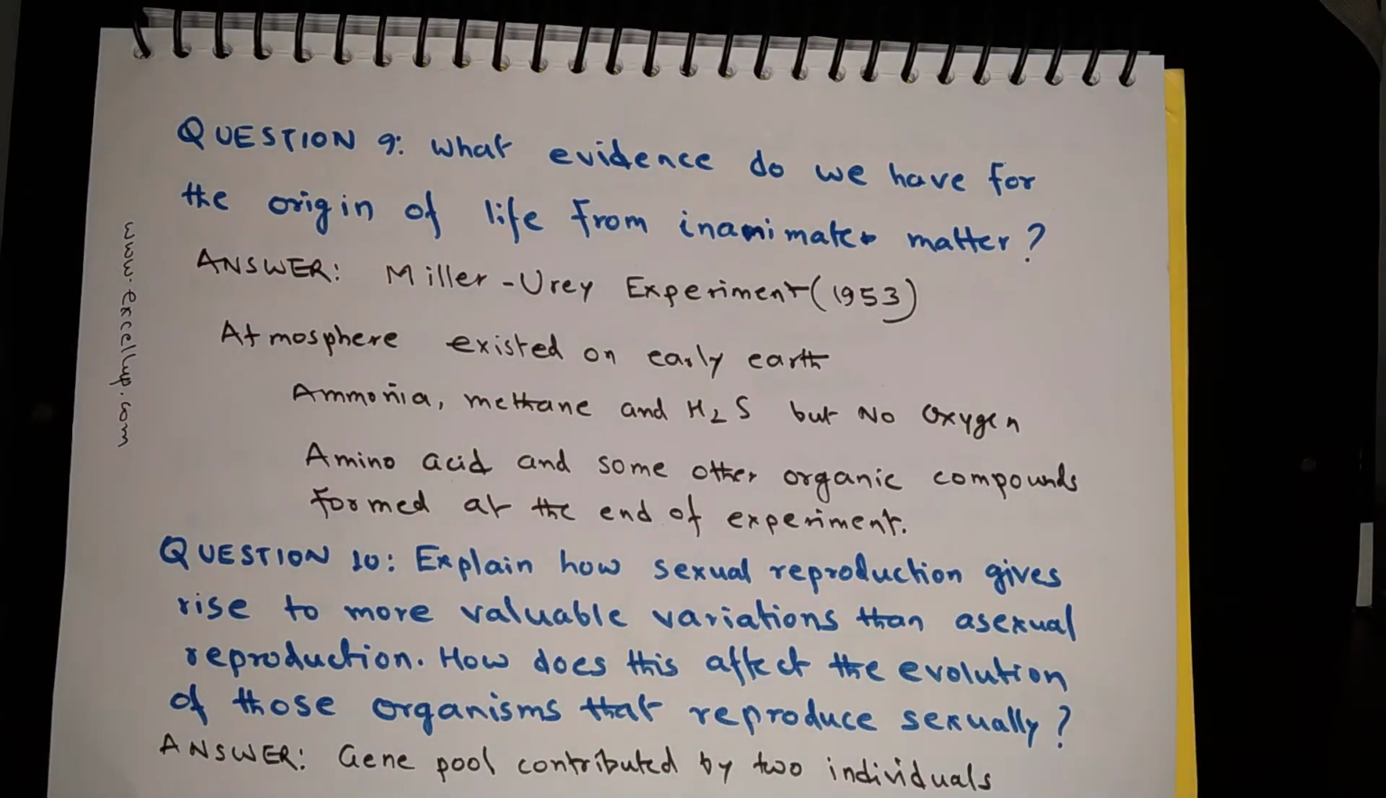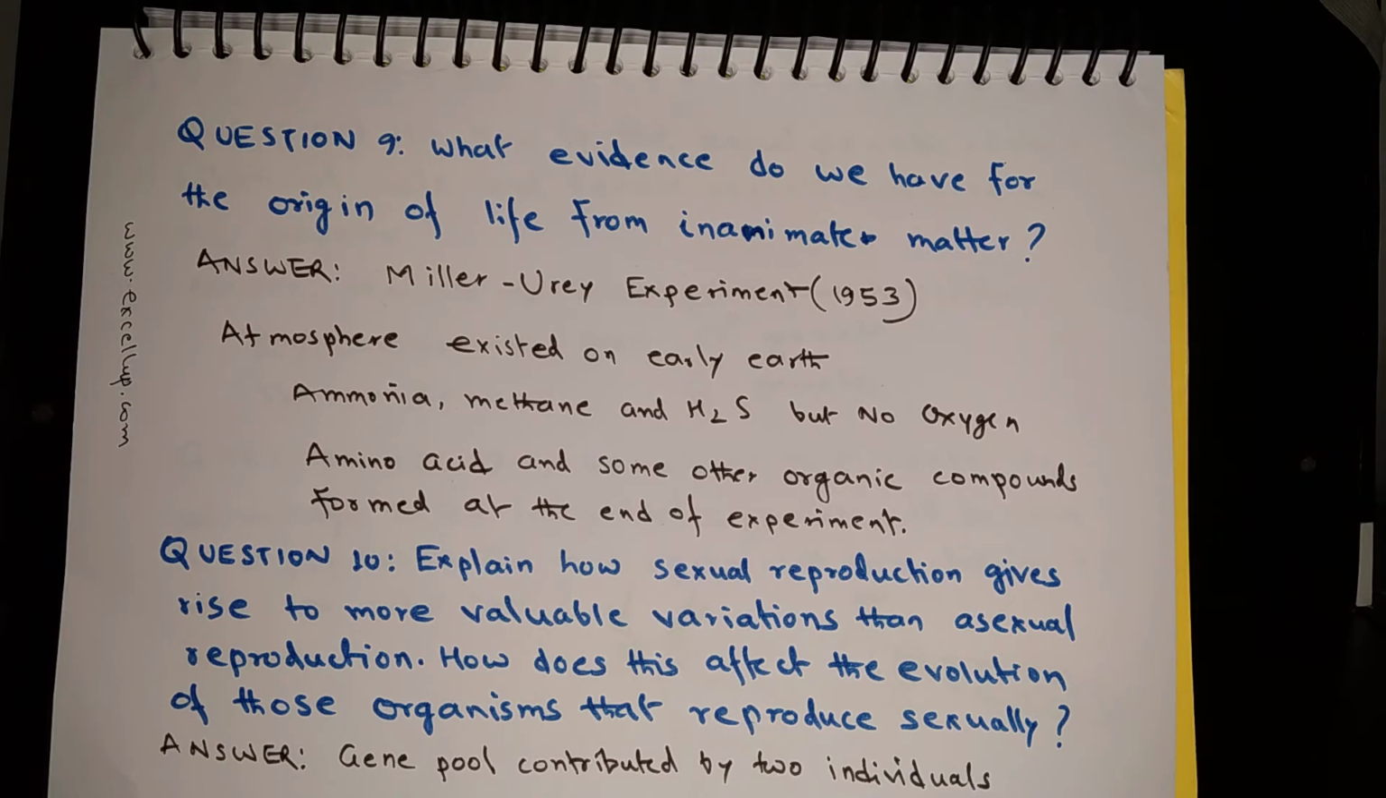Question 9. What evidence do we have for the origin of life from inanimate matter? The answer is the famous Miller-Urey experiment. This experiment was conducted by two scientists, Miller and Urey, in 1953. These scientists created an atmosphere which existed in early Earth, or which is believed to have existed when Earth began its life.